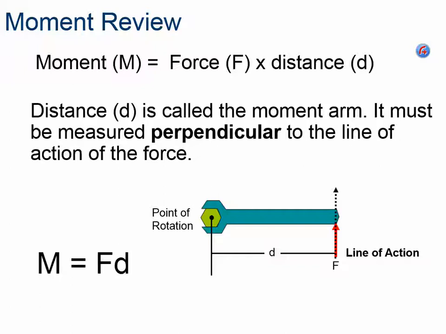Now, if you increase the distance, do you get more or less moment? If you make that wrench longer, do you get more or less moment? More. You get more, right? Distance is directly proportional to moment. The longer the lever arm, the longer the moment arm, the greater the moment. So you could use the exact same force with a longer wrench, and you will create more moment.